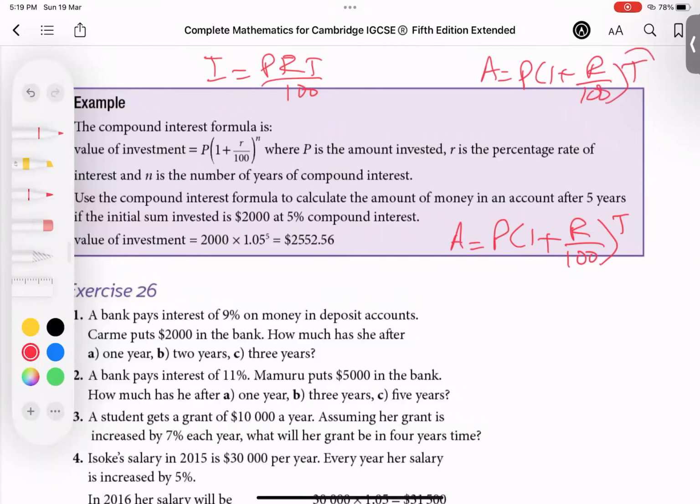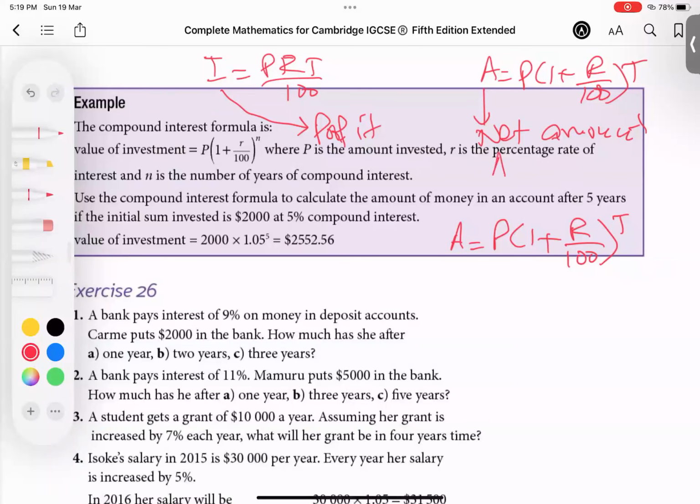What is T? T is the time in years. What is R? Rate of interest, profit interest. What is P? Investment. Same story. But this formula will give you only profit, and this formula will give you what? Net amount. Net amount means your profit plus your money.